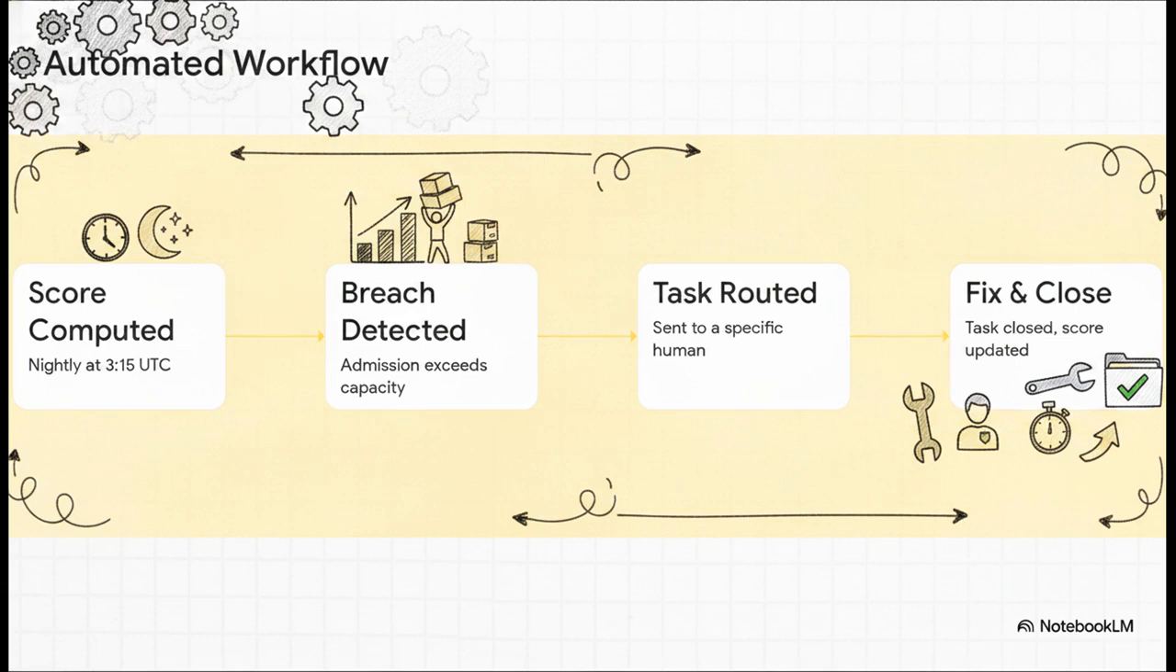Every night, right at 3:15 UTC, the score is computed. Let's say a breach is detected. Maybe an admission exceeds your staffing capacity, or your net operating income drops. Boom, a deduplicated task is automatically created. That task is then routed to a specific human with a strictly defined service level agreement. That person reviews the data, fixes the issue, and closes the task. And the best part, closing the task instantly rescores the community.